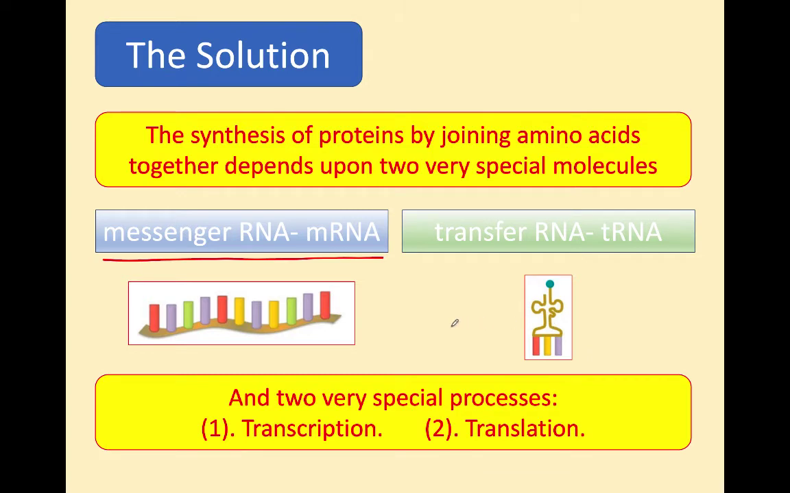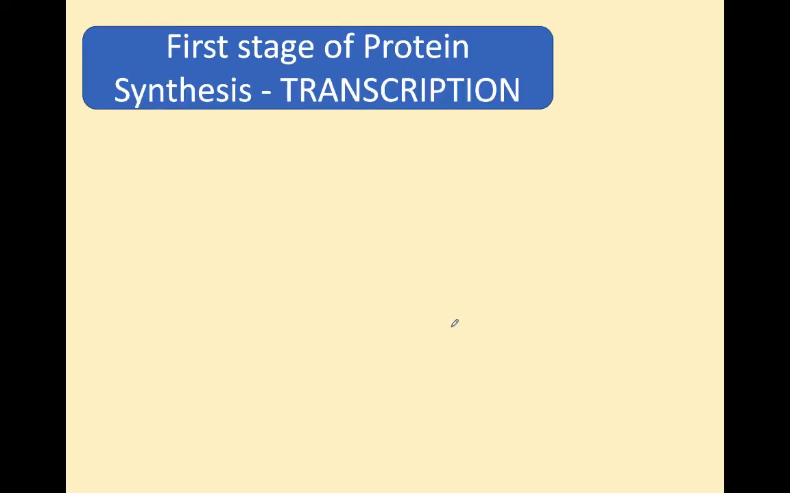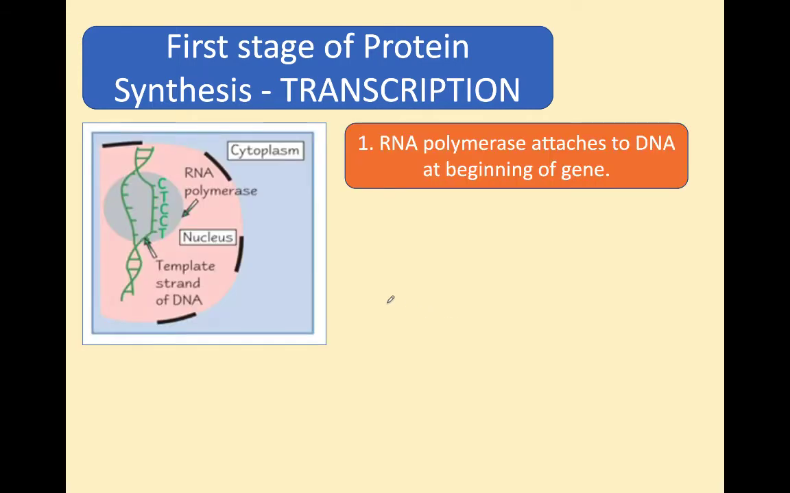Now, there are two very special processes that involve these two molecules. The first one we'll look at today is called transcription. The second one, which we'll look at in another video, is called translation. So let's look first of all at transcription. The first stage of protein synthesis is transcription. Here we have the nucleus. The pink bit here is the nucleus of the cell. The blue bit is the cytoplasm of the cell. And here is an exaggerated size bit of DNA.